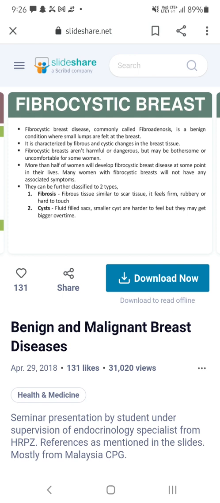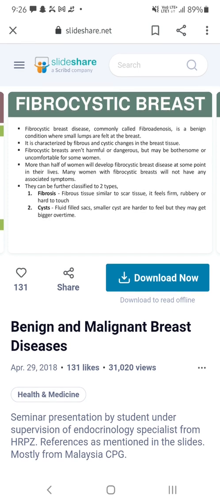More than half of women will develop fibrous breast tissue at some point in their lives. Many women will have fibrocystic breast, that means fluid-filled lumps in their breast. So as already given, fluid-filled sacs may be harder to feel, but they may get bigger over time.